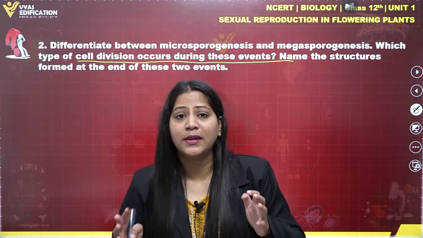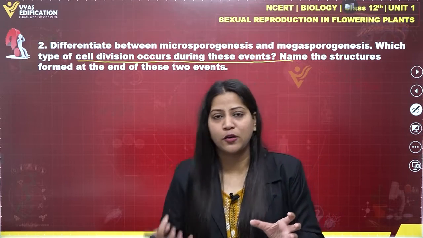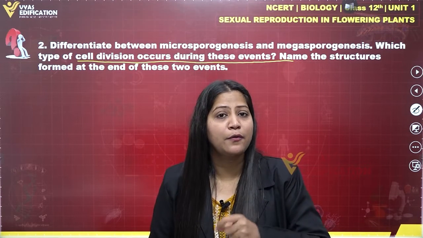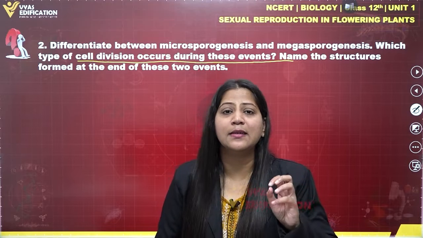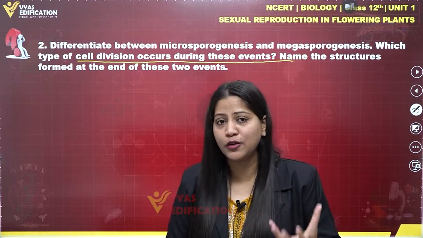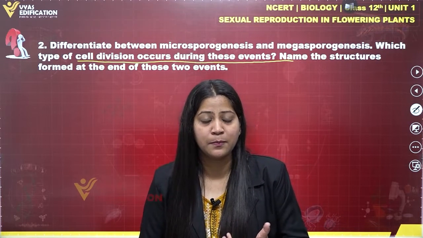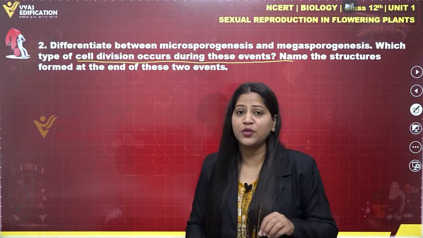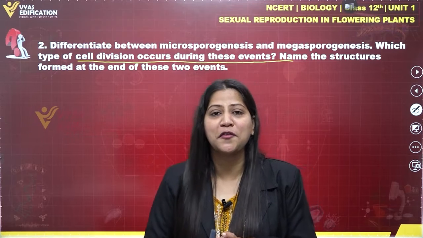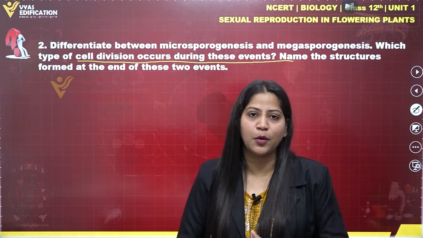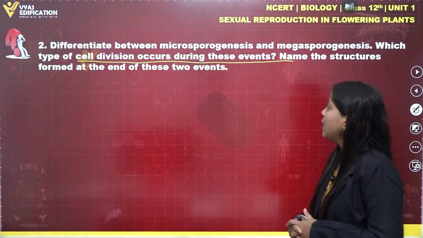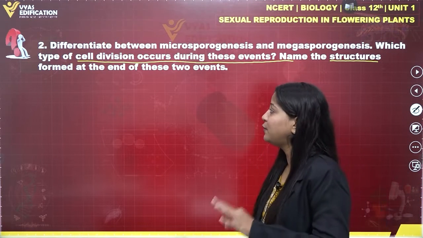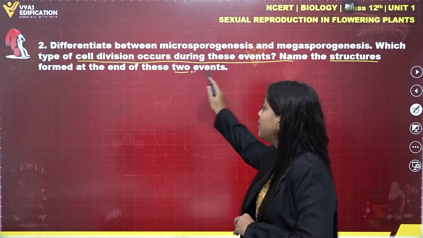So both in the events of microsporogenesis and megasporogenesis, the type of division taking place is meiotic division, which is also known as reductional division. So the reductional division or meiotic divisions are the type of divisions which are taking place during the process of microsporogenesis and megasporogenesis. Now here we come to the third part of this question: what structures are formed at the end of these two events?